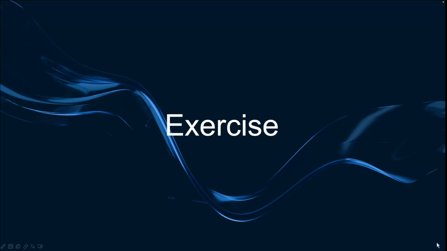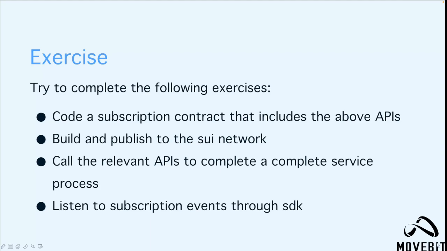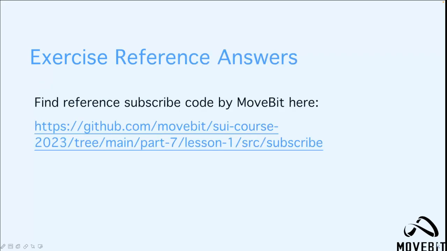Okay, we have an exercise for you to get your hands dirty. So you'll try to complete the following exercise. Firstly, you'll code a subscription contract that includes the above APIs. Then you'll build and publish to the Sui network. After that, you'll call the relevant APIs to complete a full service process. Then you'll listen to the subscription events through the SDK. And you can find our reference subscribe code on MoveIt here.